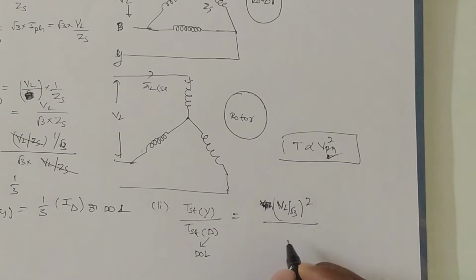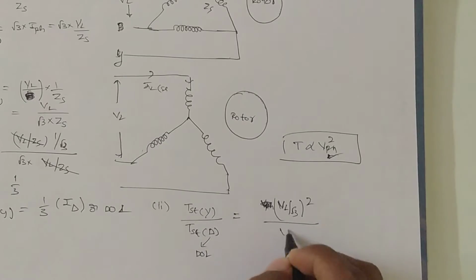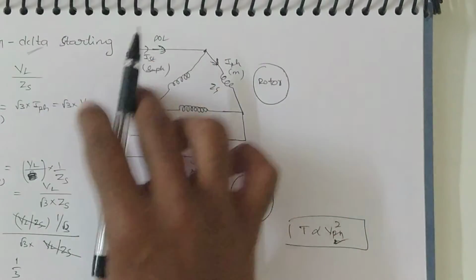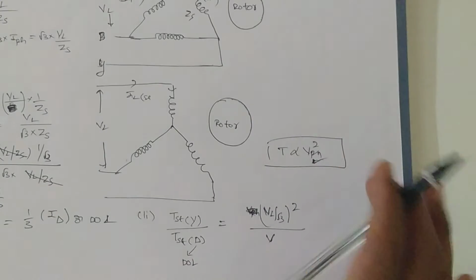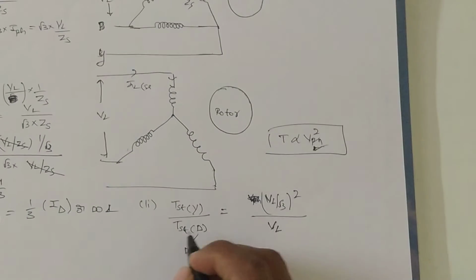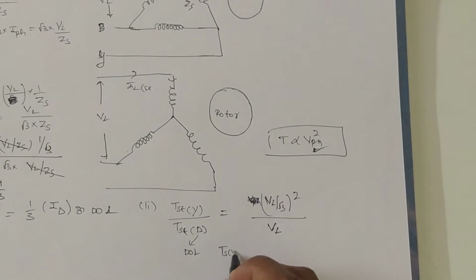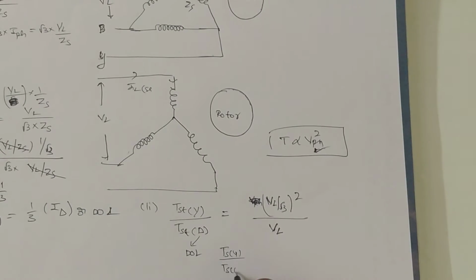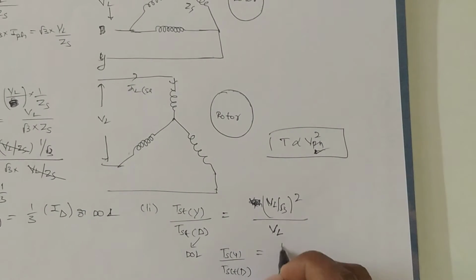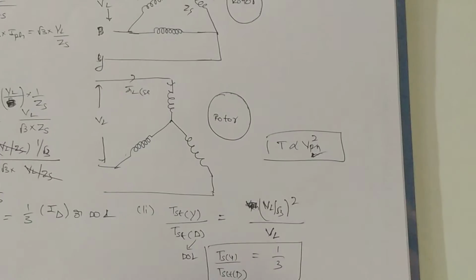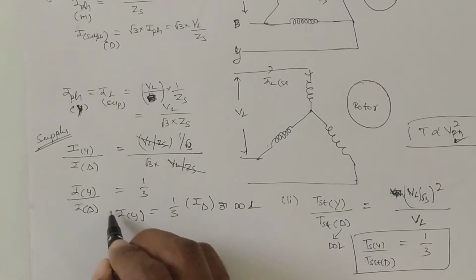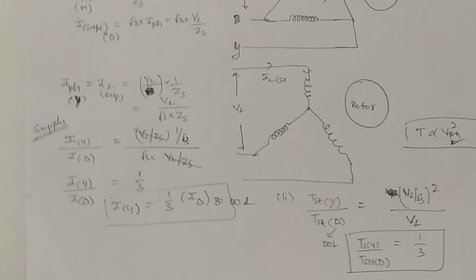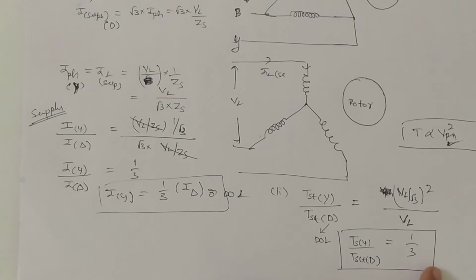Okay, so (VL by root 3) whole square into delta. Here, delta phase voltage is equal to line voltage, that is VL. So we will get T starting with star by T starting with delta equal to 1 by 3. This is the advantage of star-delta starting, because current is reduced by 1 by 3 times and starting torque is also reduced by 1 by 3 times.